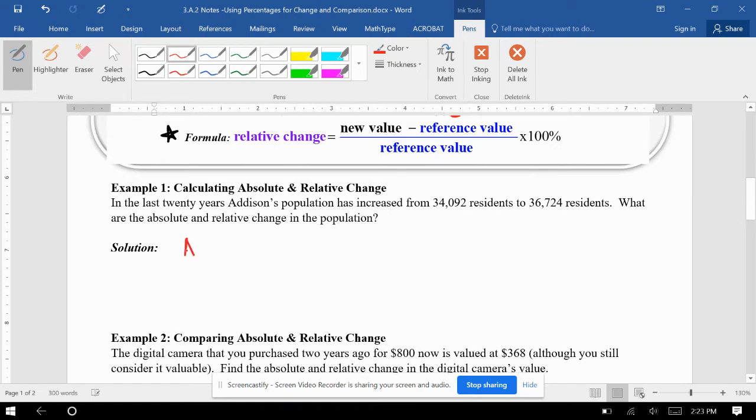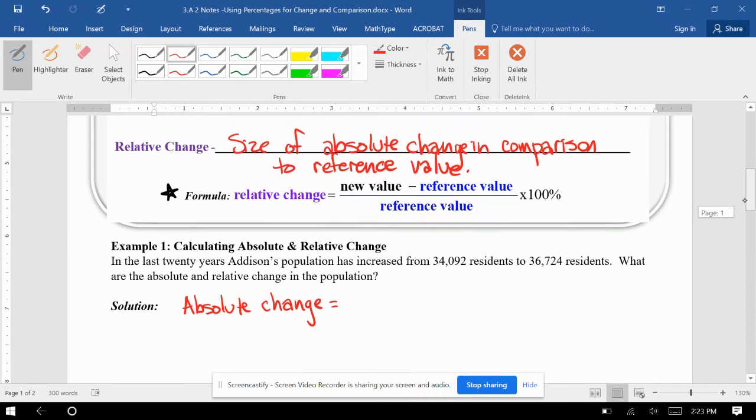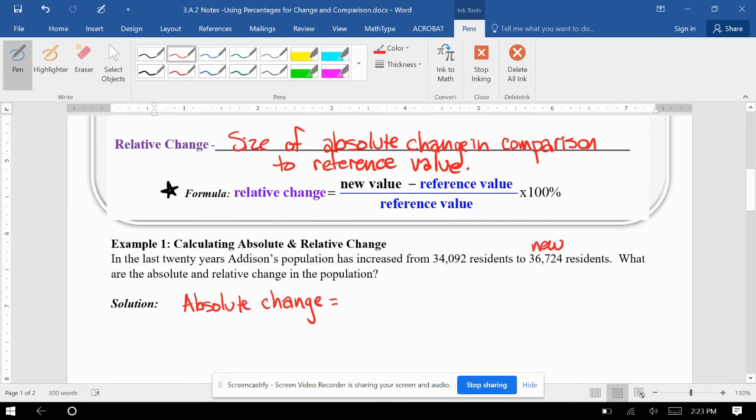So the absolute change is going to be the total number of people that it went up by or down by, and as we just said, it went up. So we're going to start with what we call our new value, which is how many people are there now? Okay, and this is our old value or our reference value, because that's our starting number. So the formula for absolute change is new value minus reference value.